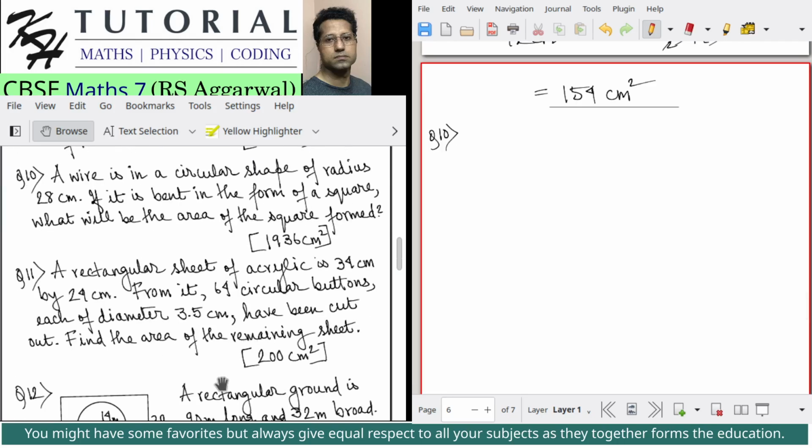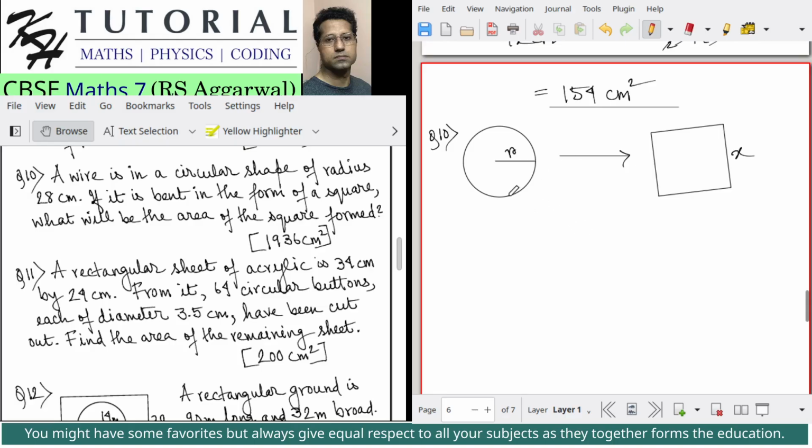A wire is in a circular shape of radius 28 centimeter. If it is bent in the form of a square, what will be the area of the square formed? So this time it is the other way around. Initially the wire is in the form of a circular shape having radius, let's say small r, and then it is rebent to form a square. Let's say the length of the side of the square is x.